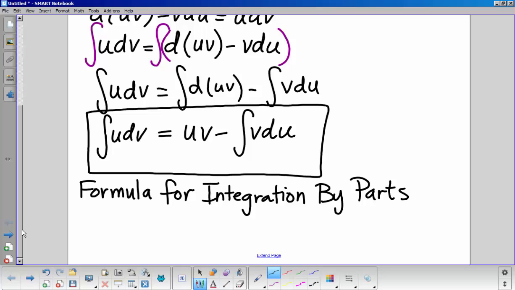Now, how do I remember this? As silly as it sounds, UV rays from the sun minus the integral of voodoo. You were thinking voodoo every time.